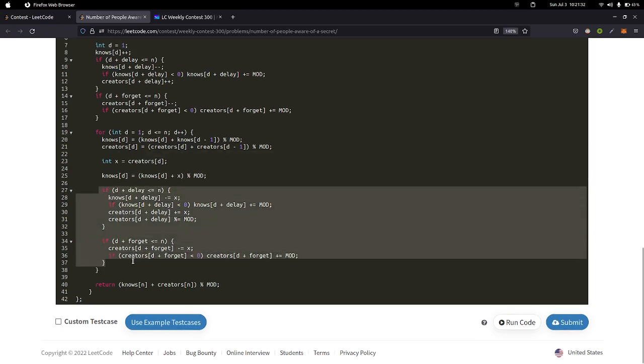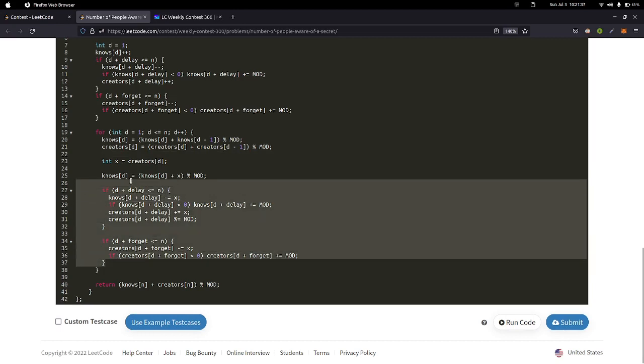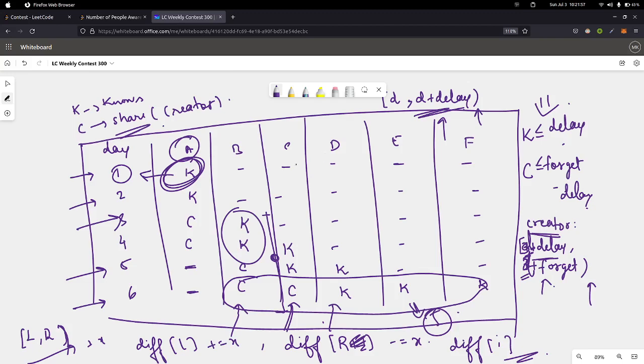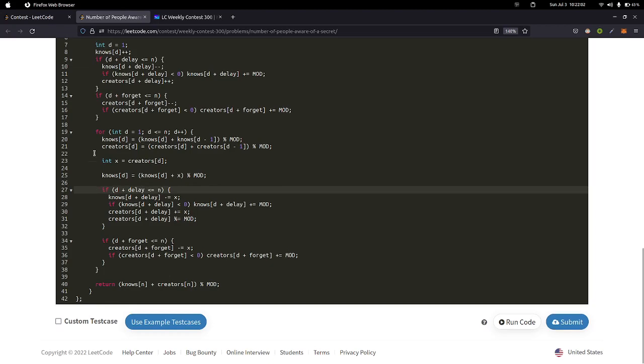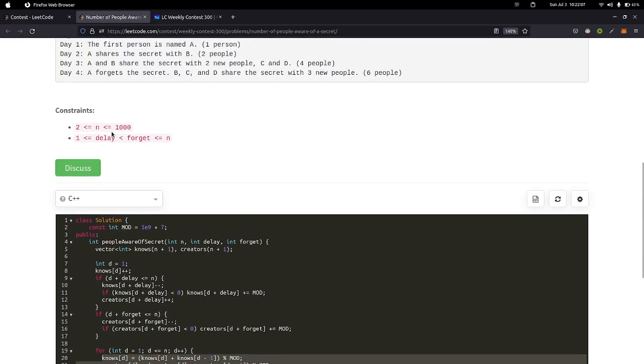And then again the pre-processing stuff: we have to mark the delay and forget period for each of the persons, right? Right now we have X creators, and the X creators have created X more new persons, and whenever we create a new person, we have to mark their knowing period, ending knowing period and creation period, right? So that's our duty in this loop. Only if we do all this simultaneously will we be able to achieve this linear time complexity.